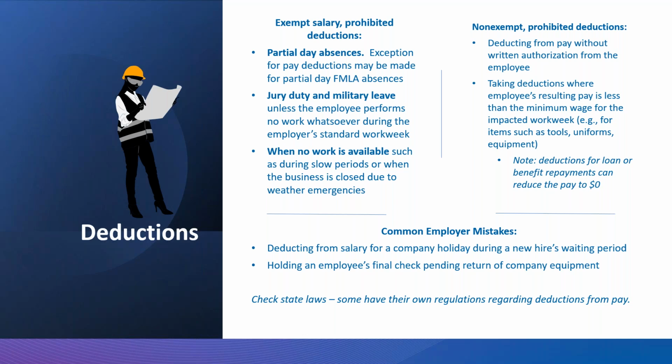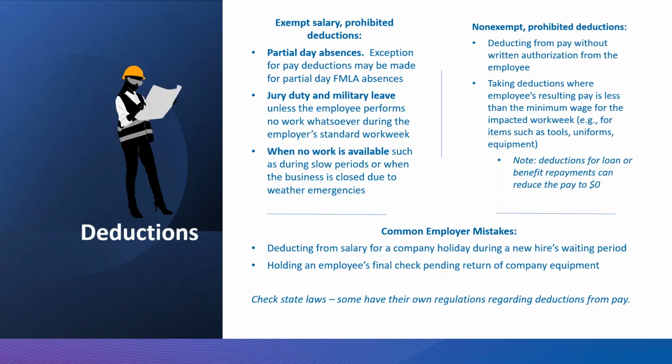Some common employer mistakes that we see is deducting from an exempt salaried employee for a company holiday during the waiting period. So if your company policy is, hey, new hires don't get holiday pay for the first 90 days, you need to make sure that your exempt salary employees are still getting that holiday.